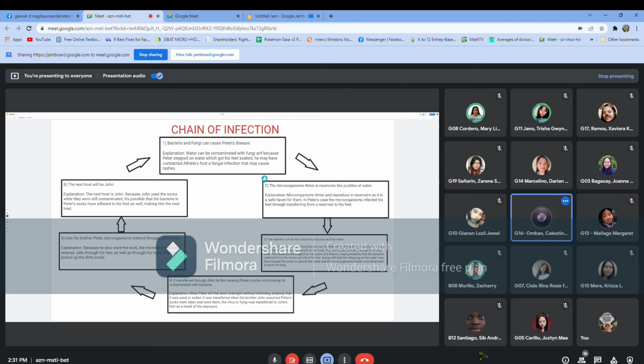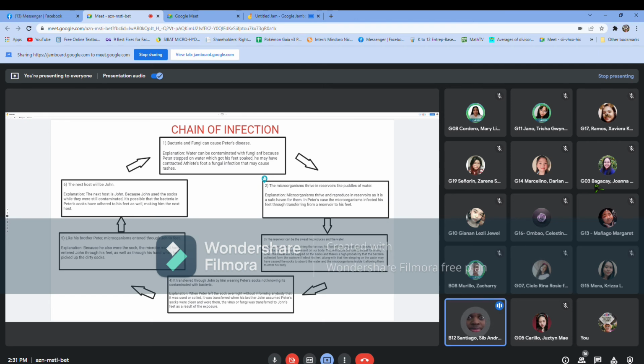The disease was transferred to John because he unknowingly wore the socks without knowing that it was clean or it was infected by bacteria or fungi. Like his brother Peter, microorganisms entered through John's feet. Because he also wore the sock, the microbe might have entered John through his feet as well as through his hand when he picked up the dirty socks.